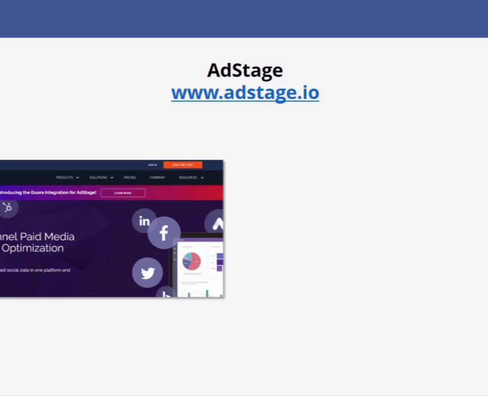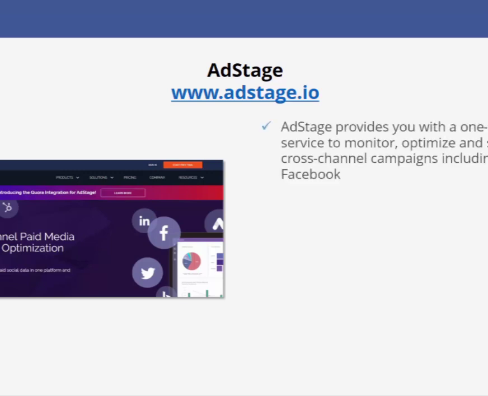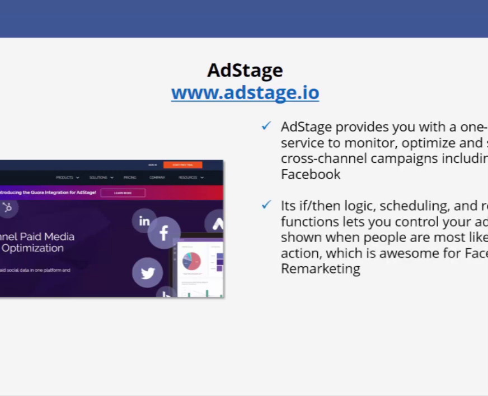AdStage. www.adstage.io/. AdStage provides you with a one-stop service to monitor, optimize, and schedule cross-channel campaigns, including on Facebook. Its if-then logic, scheduling, and rotation functions let you control your ads to be shown when people are most likely to take action, which is awesome for Facebook remarketing.